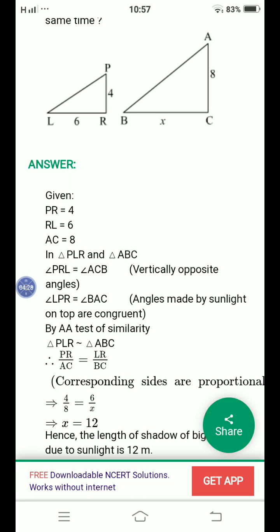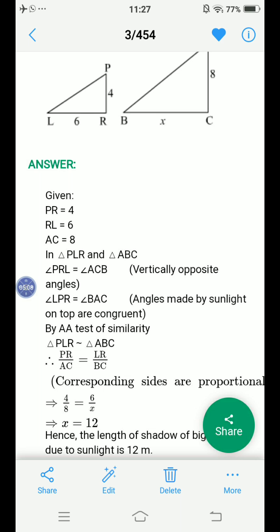What we have to find is how long the shadow of the bigger pole will be at the same time when the shadow of the smaller pole is 6 meters. Now see here, what is the question given? Two poles of height 8 meters and 4 meters are perpendicular to the ground. If the length of the shadow of the smaller pole due to sunlight is 6 meters, you have to find the measure of the shadow of the longer pole. Now see here, the given things are: PR is equal to 4, RL is equal to 6, AC is equal to 8.